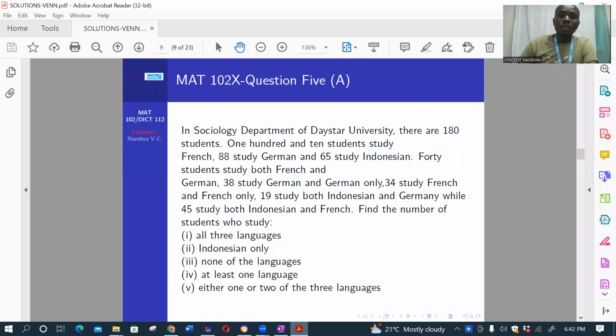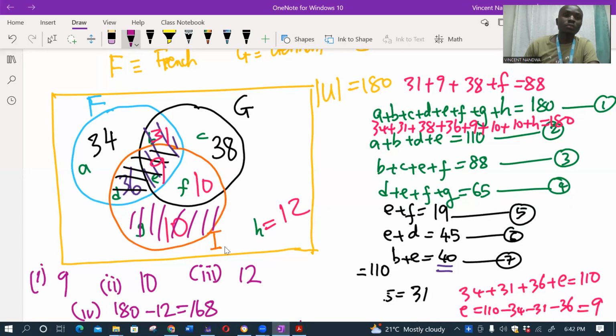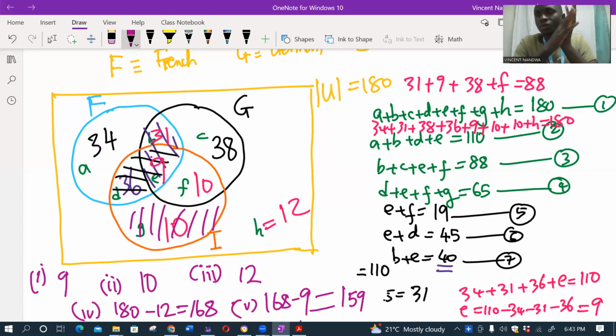Either one or two of the three languages means you are either in A or B or C or D or F or G. So not this part E, but H. So it's as good as taking the whole union of the three sets, 168, you subtract the intersection of all the three, 9, and the answer should be 159. So that's how that question was supposed to be solved.